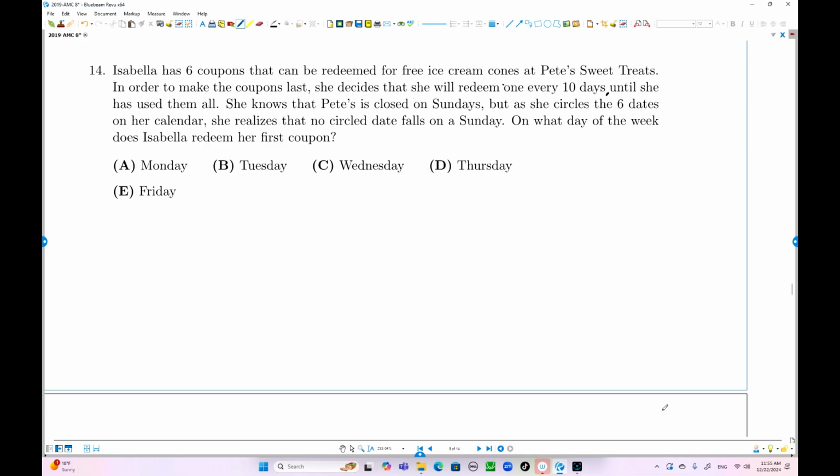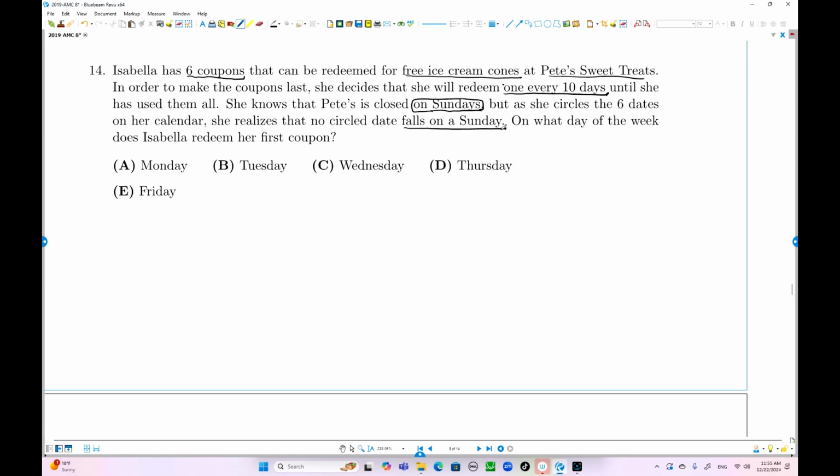Number 14. Isabella has 6 coupons that can be redeemed for free ice cream cones at the store. She is going to use these coupons every 10 days until she uses them all. The store is closed on Sunday. But as she circles the 6 days on her calendar, she realizes no circled date falls on Sunday. You're going to avoid Sunday.